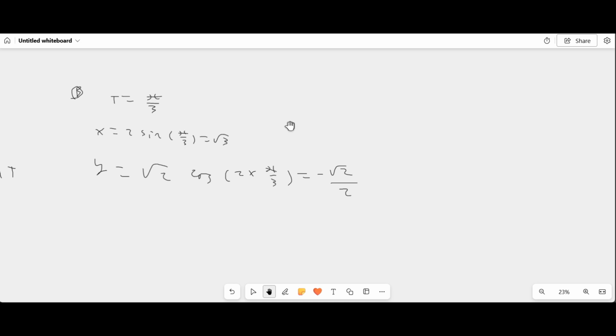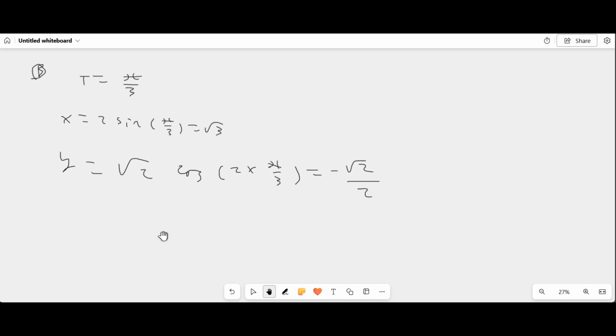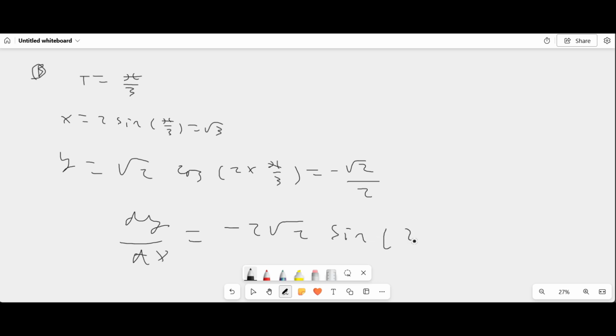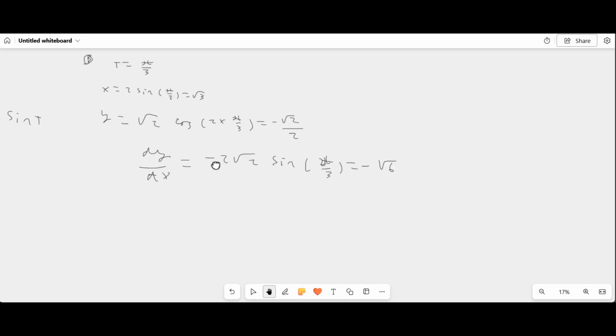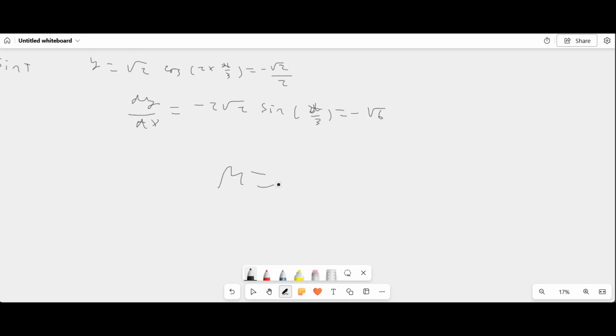Alright. Safe, and then find dy over dx here. So dy over dx is going to be negative 2 root 2 sine pi over 3. So that's just using the equation we just found in part A. That's going to give us negative root 6. So I'm pretty sure this is a normal. So a normal is going to be negative reciprocal. So the real gradient we're going to be looking at is 1 over that. And then positive version here, because negative is positive here.